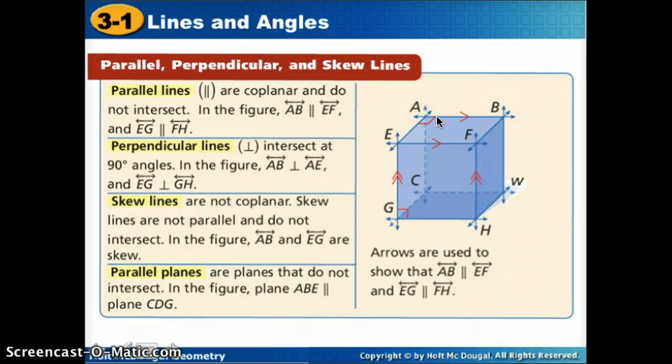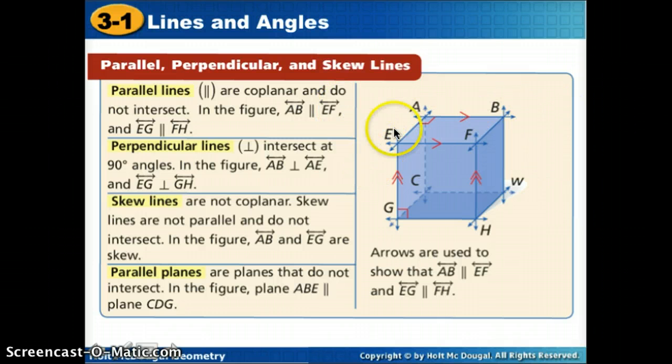A new one for us is our skew lines. Skew lines are not coplanar, so they cannot be contained in the same plane. So they're not parallel and they don't intersect. So parallel lines are lines that don't intersect, but they're on the same plane. So they kind of look like they're going the same direction.